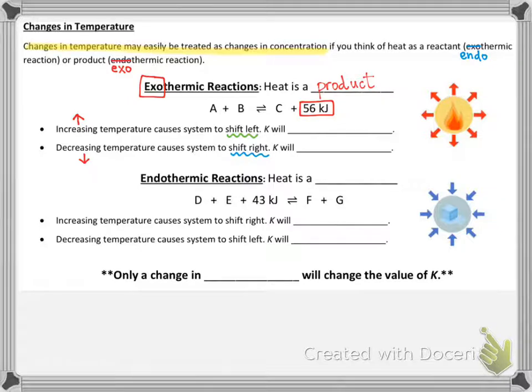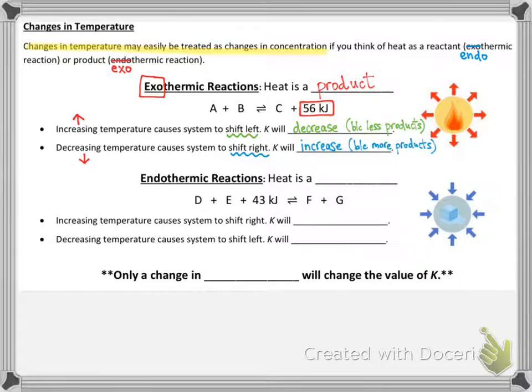But here's the crazy part. Remember how K is a constant, but it's only a constant at constant temperature? We just changed the temperature. So in this case, when I increase the temperature of my exothermic reaction and the system shifted left, making more reactants, K will actually decrease in value because we have less products at equilibrium. But decreasing the temperature, causing the reaction to shift right, K will actually increase because there will be more products at equilibrium.